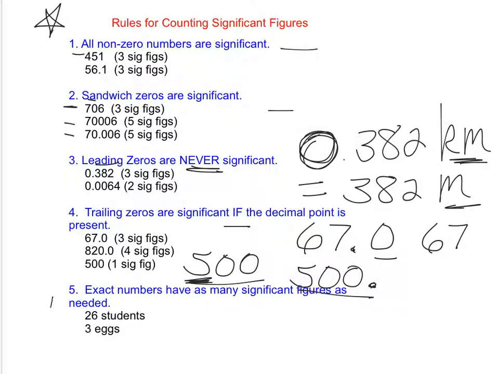And then finally, the exact numbers, like we said, they're counts. So if I were to be in a classroom and see 26 students, I have exactly 26.00000000. It's an infinite number. There's not going to be a fraction of those. So counts have as many significant figures as are needed. In other words, they do not limit the calculations, because we're going to see that it's the significant figures that limit how we report our answers.